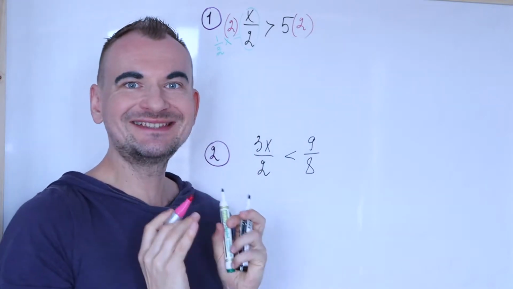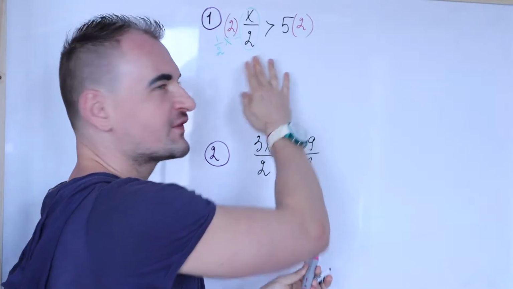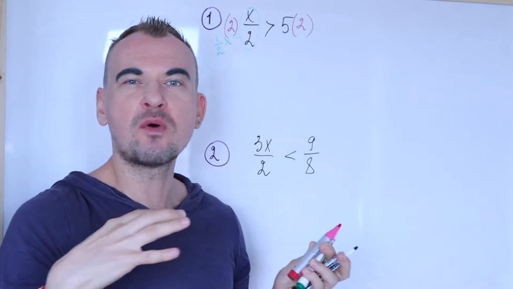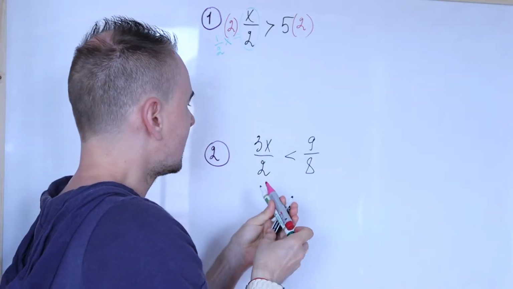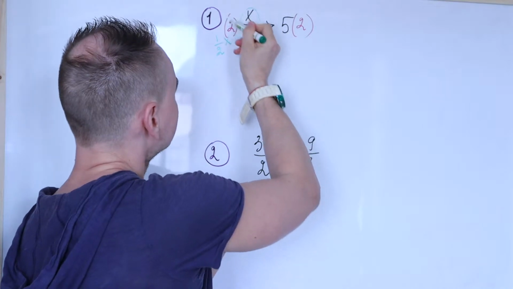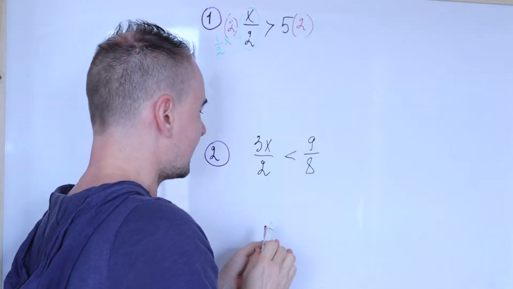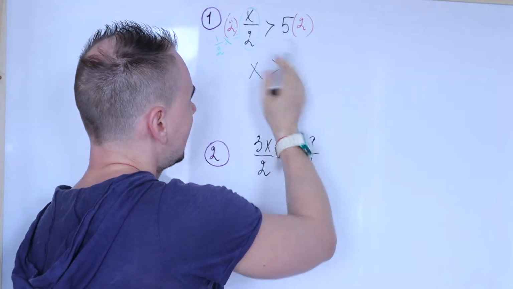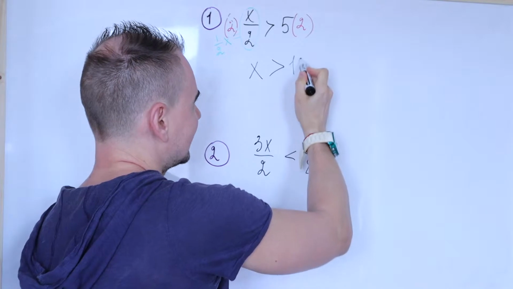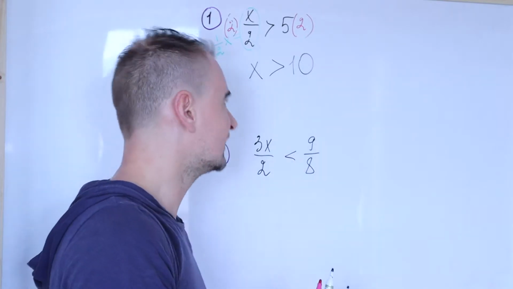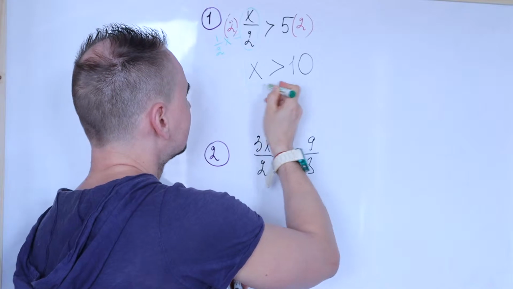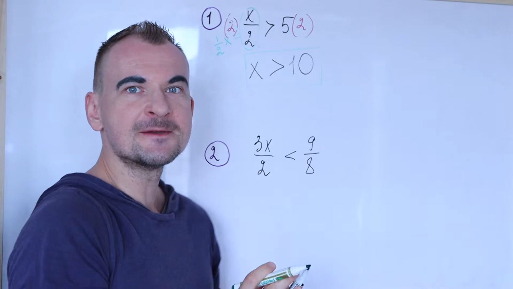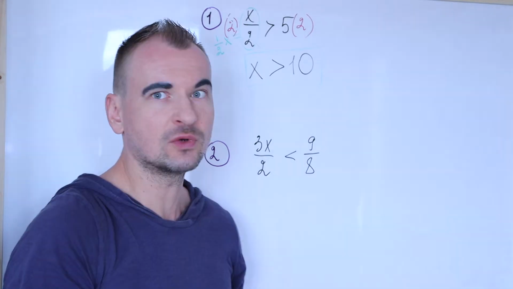And what it does is clear off this fraction. The idea is based on this clearing of the fraction. This 2 and 2 cancel each other out, and we would be left with just x, and on the right side is just 10. So x greater than 10. This is your final solution set for this inequality.